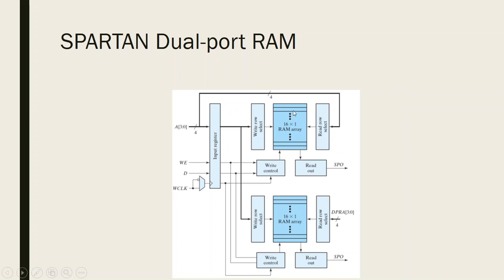So it has two 16x1 memories, and then you have the write select, write row select, and then the write control and the read out for one block, and the same for the other block. So this is like a distributed RAM structure, but it's just two distributed RAM structures. So this is the dual port RAM in Spartan system.